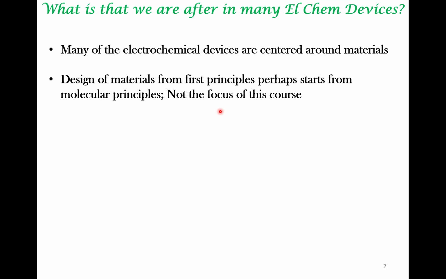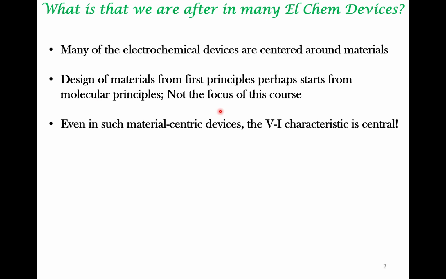But in this course, we take a different viewpoint. Even in a material centric device, what is central is the VI characteristic. In most cases, the experiments are looking at the system in the following manner. You perturb the system and you understand the response. So in a battery, for example, you draw current from the battery, that is your perturbation, and the voltage is the response of the battery. That is what you try to measure.